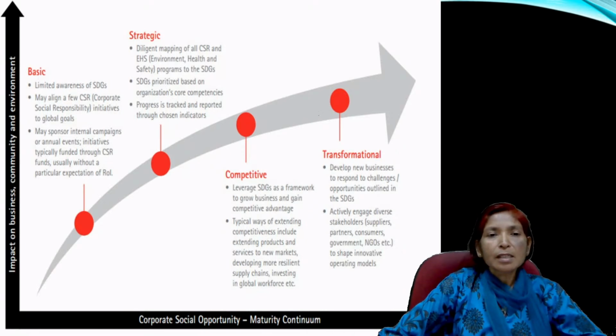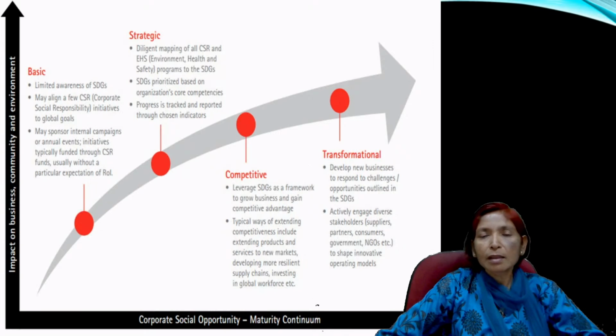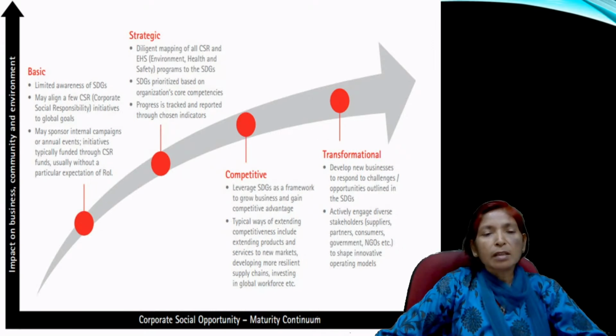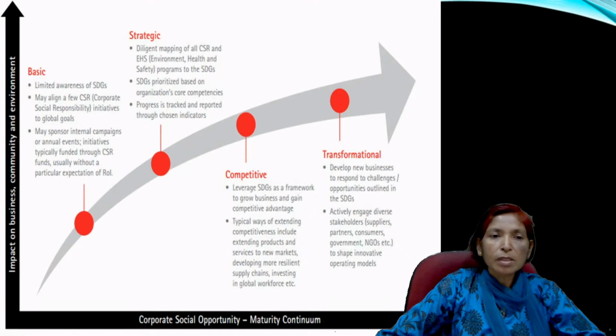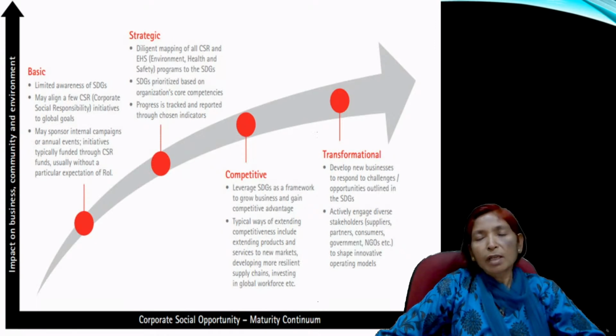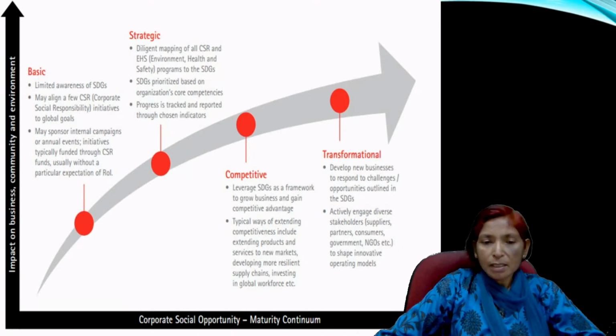And strategic CSR tells us that diligent mapping of all CSR and EHS programs (E means environment, H means health, and S means safety) to the SDGs, the Sustainable Development Goals, prioritized based on the organization's core competitiveness. Progress is tracked and reported through chosen indicators. And competitive leverages the Sustainable Development Goals framework to grow business and gain competitive advantages.